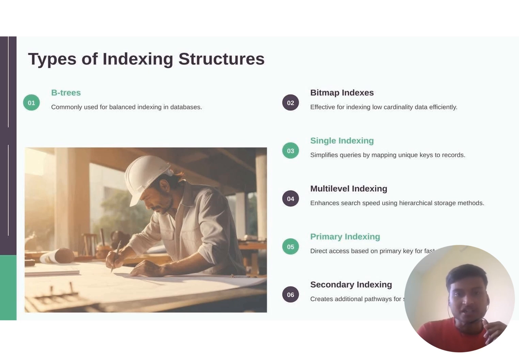Next is the simple indexing, that is the single indexing, simplifying the queries by mapping unique keys to the records. Next is the multi-level indexing, which enhances the search speed using hierarchical storage methods. Next is the primary indexing, direct access based on the primary key for fast retrieval. Then next is the secondary indexing, which creates an additional pathway for storing of the data.